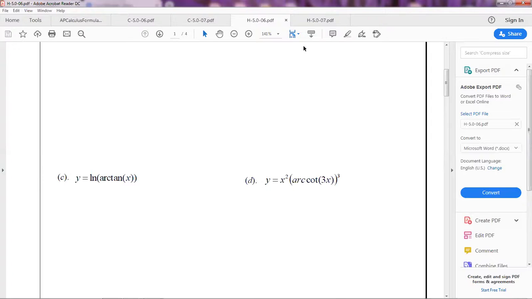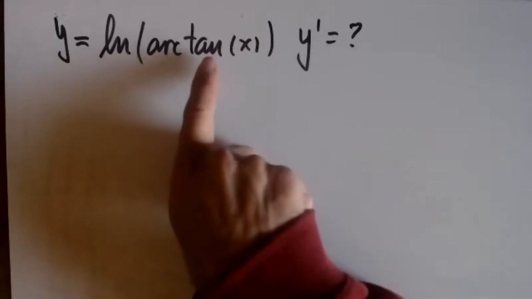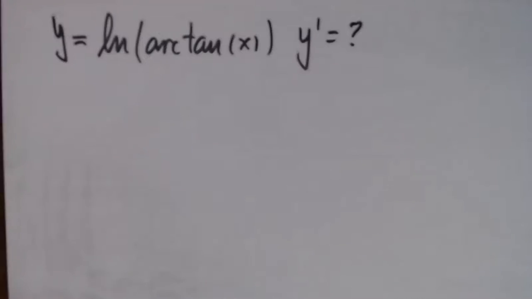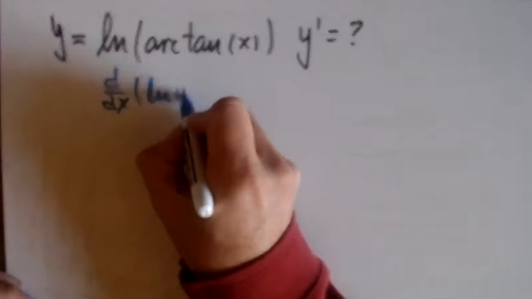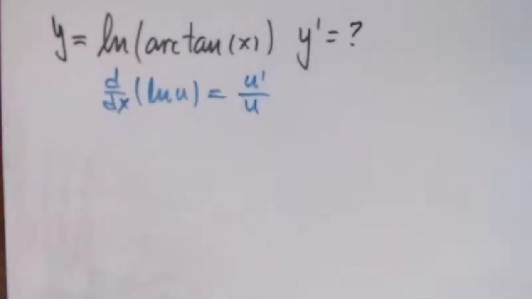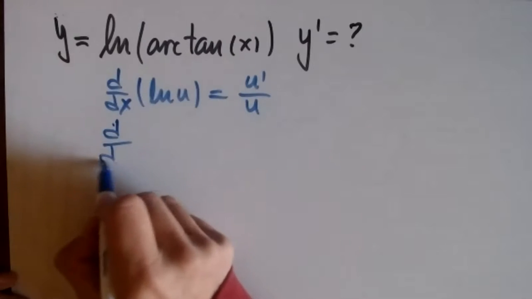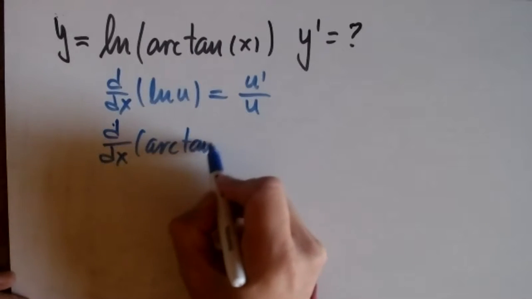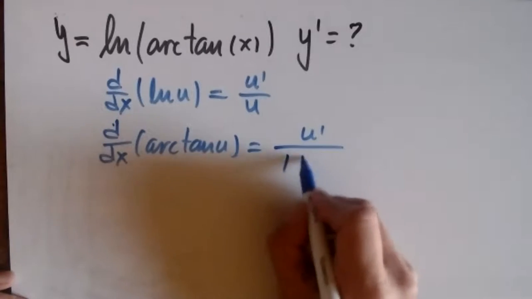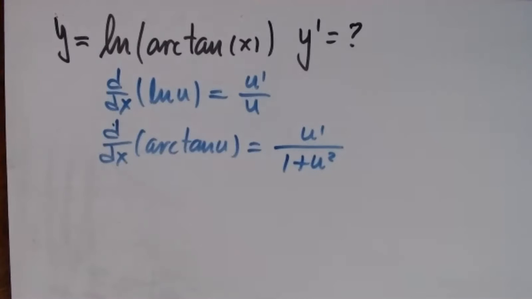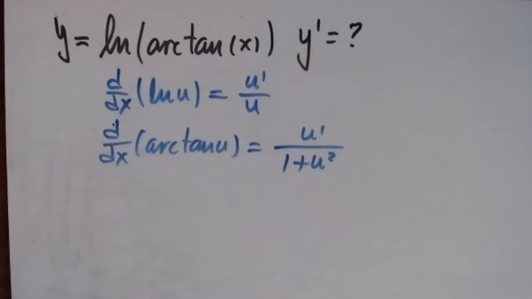So let me just go to my board. Here it is. You have a function inside the ln. So the first derivative you have to take is the derivative of ln of u, that is u prime over u. Then the second derivative you have to take, because you need u prime, is d/dx of the arctangent of u, that is u prime over 1 plus u squared. So you have to apply this derivative one after the other, right?